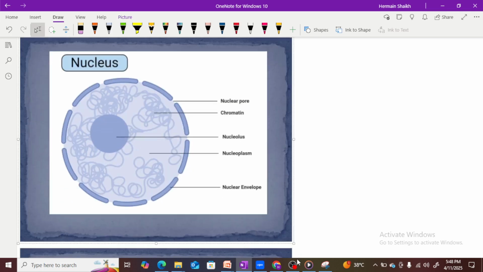Here is the structure of the nucleus. Here we can see only the nucleus. So here we can see the nuclear pore, the genetic information chromatin, the nucleolus, the dense part, and the nucleoplasm, which is the liquid or fluid present. And here we can see the dashed boundary, which is the nuclear envelope, and in this envelope there are some pores, spaces known as the nuclear pores.